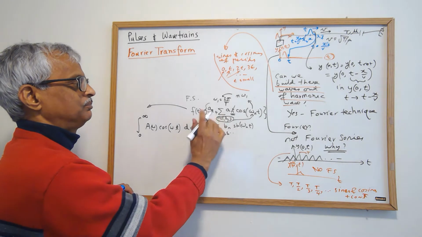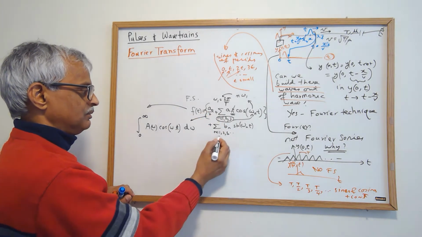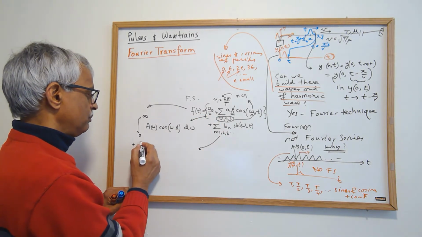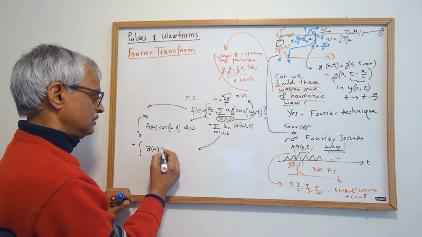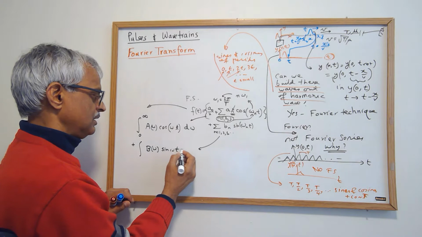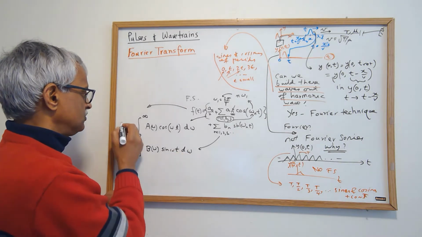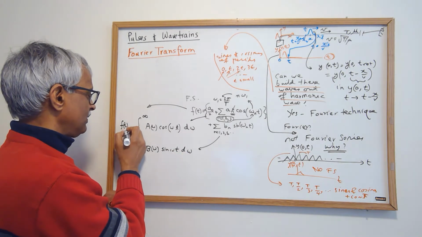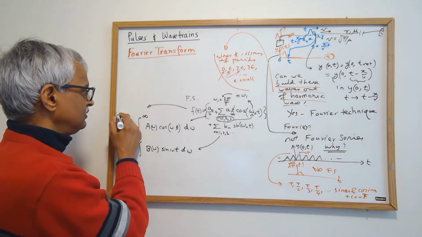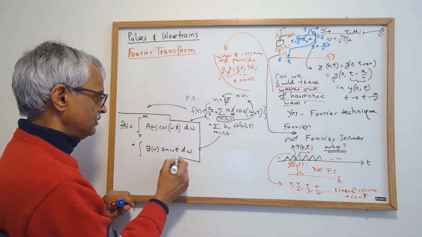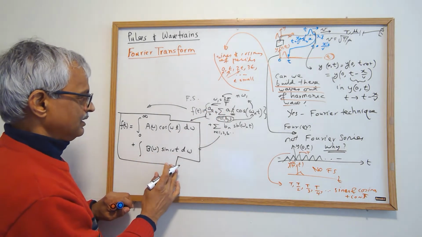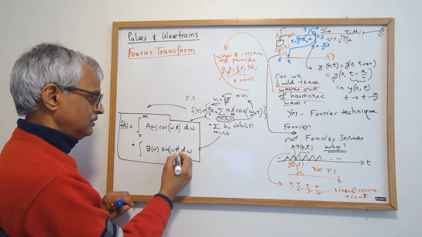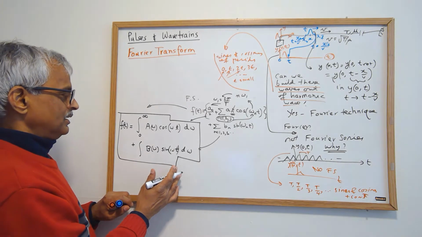That will be these two terms. This term will be some other b, just like that, b of omega sine omega t d omega. So this will be f of t, and this does not require a period. Now there's no omega 1 anymore. There's no period needed, right? No period needed.